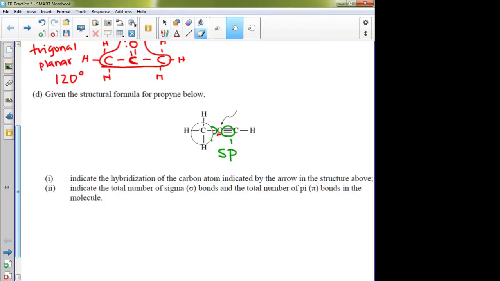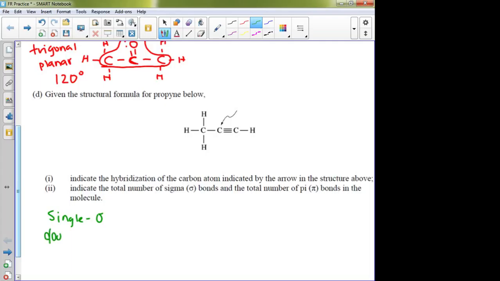All right, and then the second thing it asks you to do is it wants you to indicate the total number of sigma bonds and the total number of pi bonds in the molecule. Okay? Now, single bonds are always just what? Sigma. So let's take a few notes here before we do this. Single bonds are only sigma. Okay? Double bonds are what?